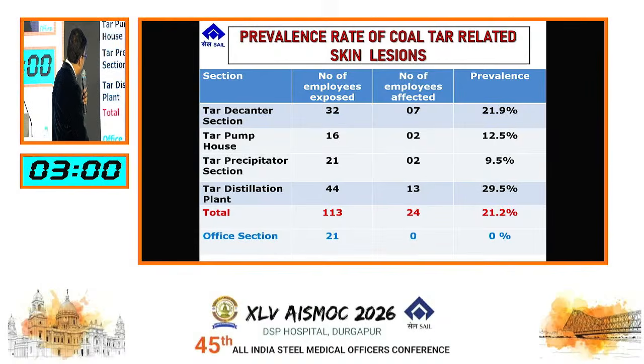The maximum prevalence rate was observed in tar distillation plant followed by tar decanter section, probably because here the employees were directly exposed to coal tar, while those posted in tar pump house and precipitator section had lesser prevalence, as they were indirectly exposed to coal tar in the form of coal tar vapors. None of the employees posted in office section suffered from skin disease, indicating that yes, coal tar is a significant risk factor for development of skin diseases.